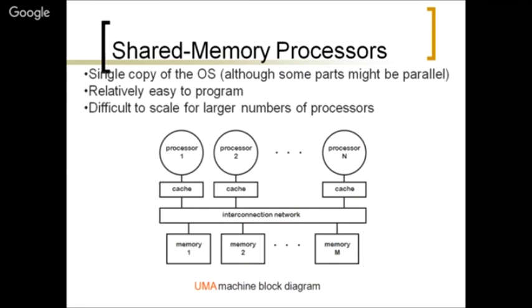If you particularly target the shared memory processors, which are used quite a lot, we can divide the access into two types. One is uniform memory access, UMA, and the other is non-uniform memory access, NUMA. Here I'm showing the UMA block diagram. What happens in it? There is a single copy of the operating system, although some parts may run in parallel, depending on the need of your application.